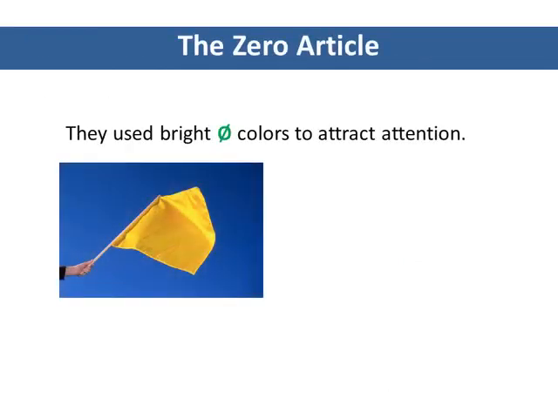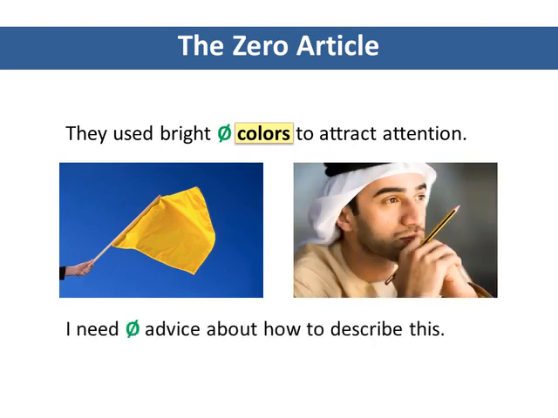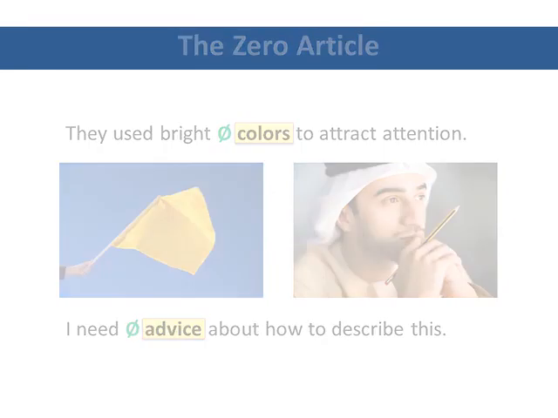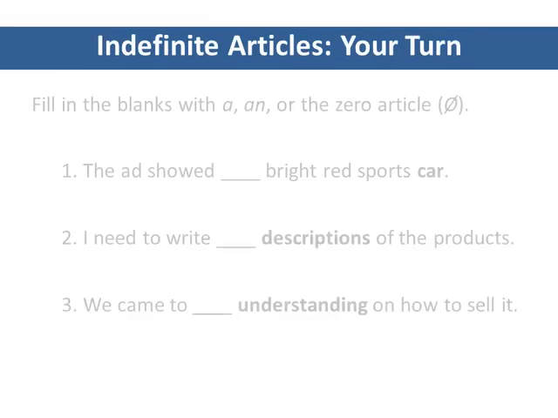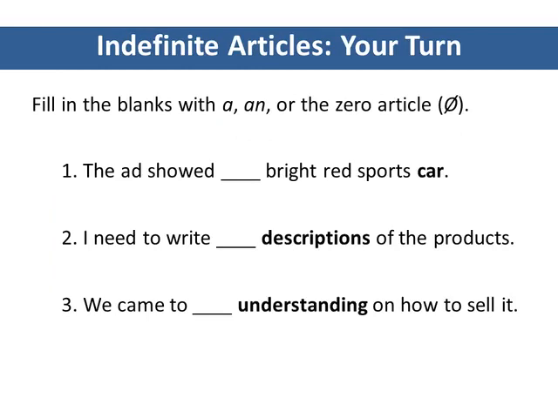Use the zero article with nonspecific plural nouns. They used bright colors to attract attention. And with nonspecific non-count nouns. I need advice about how to describe this. Now it's your turn to practice using indefinite articles. Put the correct form of the indefinite article, a or an, in the blanks. If an indefinite article cannot be used, use the zero article.